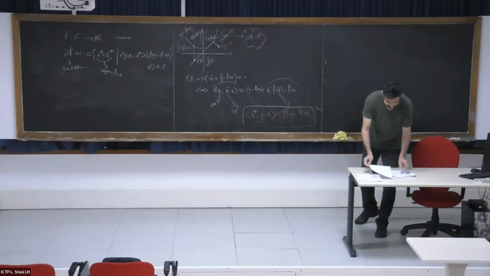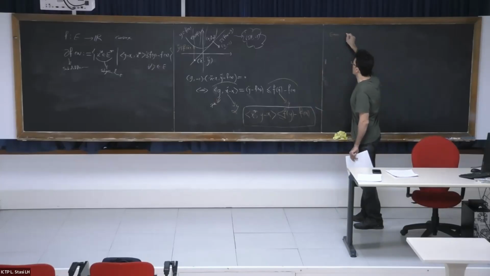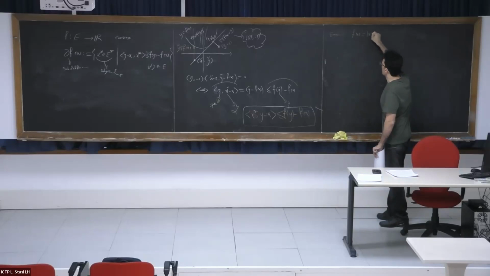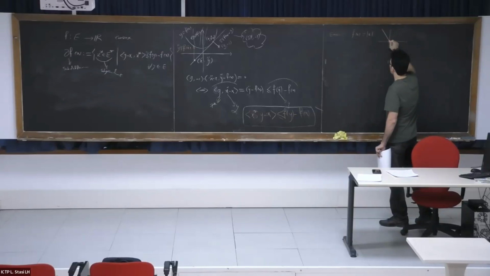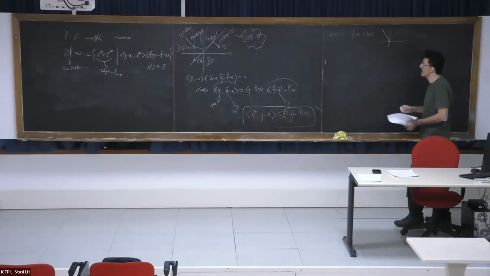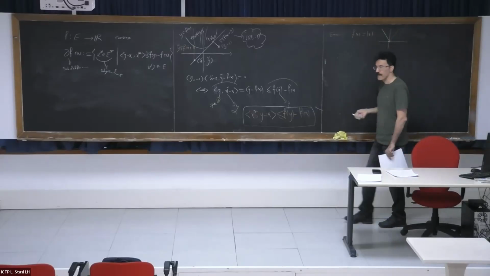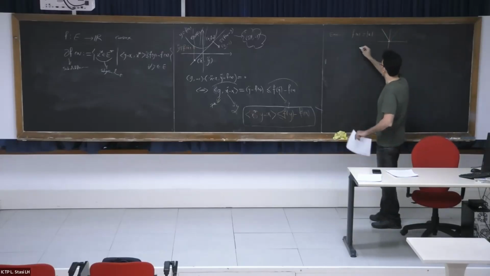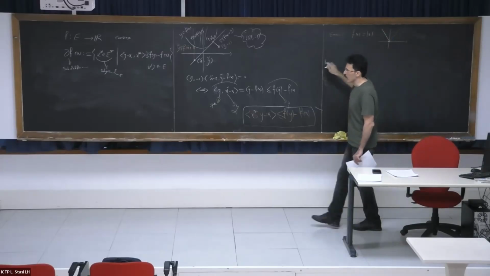We have an interesting result concerning this notion. For example, if f of x is the easy example, the absolute value, you know that at this point f has no derivative, and f is not differentiable at this point. But we may define the subdifferential for this point.